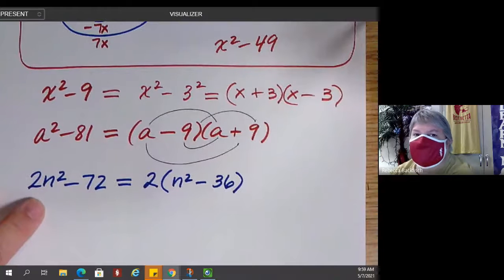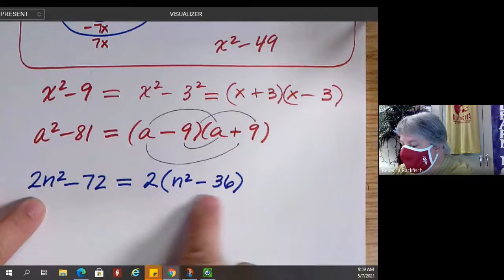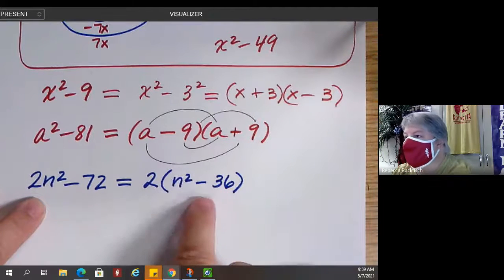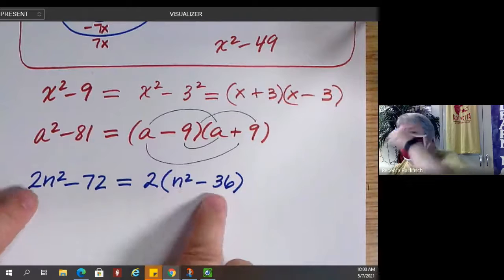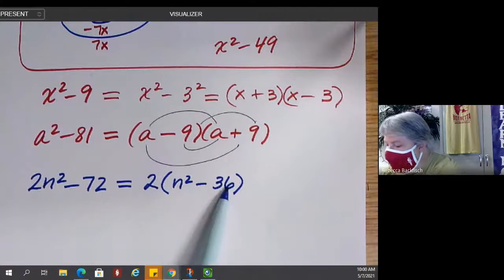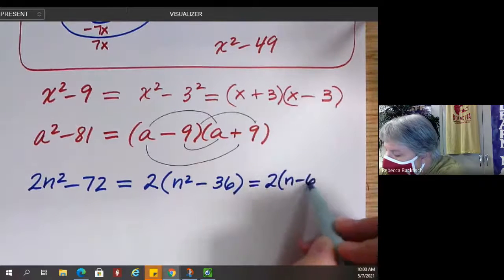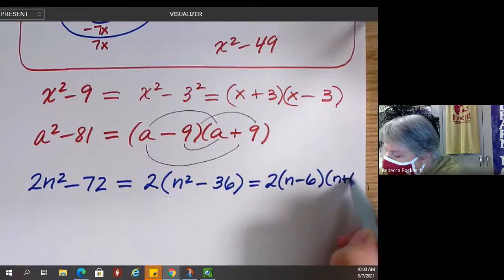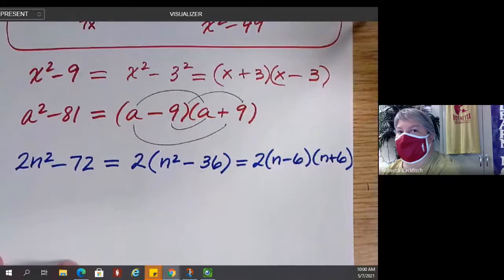So here's a prime example of one that once I take out the GCF, what's left behind in parentheses still factors, because this is the difference of two squares. Okay, I've got two terms, and anytime I have a binomial, look and see if it's the difference of two squares. It is. It's n squared minus 6 squared. So that's going to be n minus 6, n plus 6. It doesn't matter whether you put the minus or the plus first, either way.